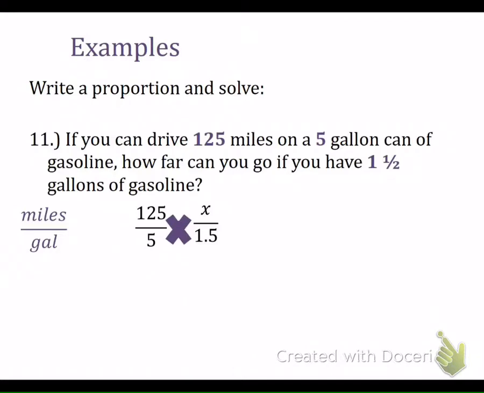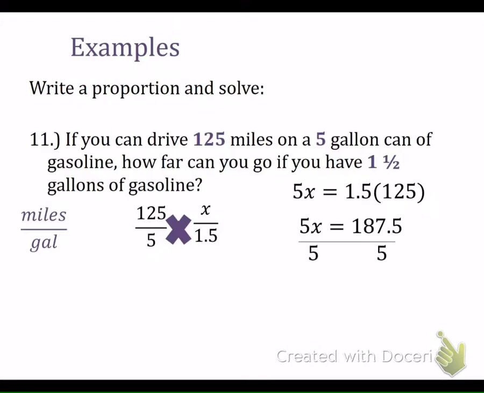Perfect. Cross multiply here. We're going to end up with a decimal. Divide it by 5. You're going to end up with another decimal. I am okay if you round to the nearest whole number like we've been doing. So when you do the actual math, you get 37.5. You can round that up.